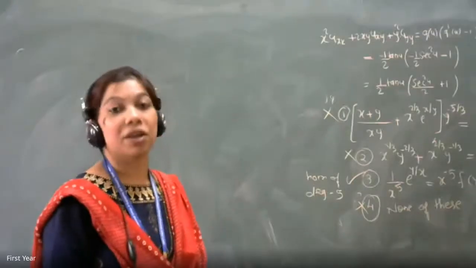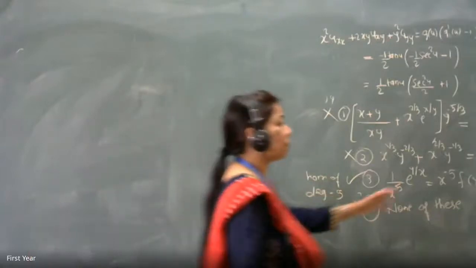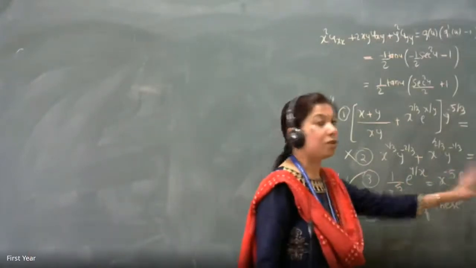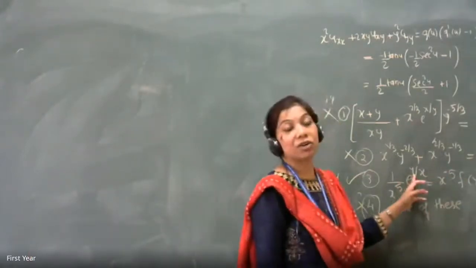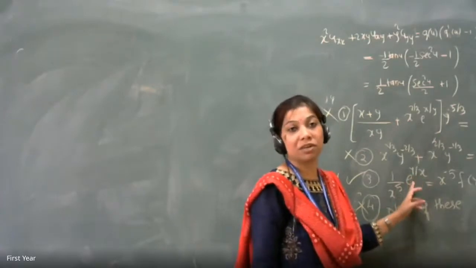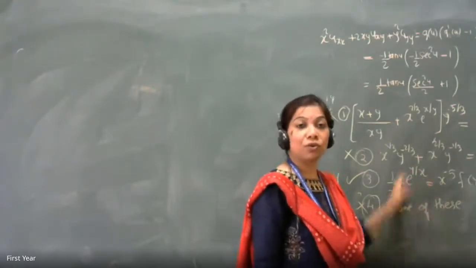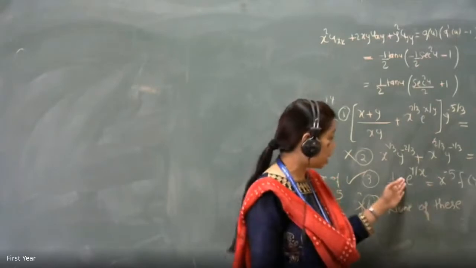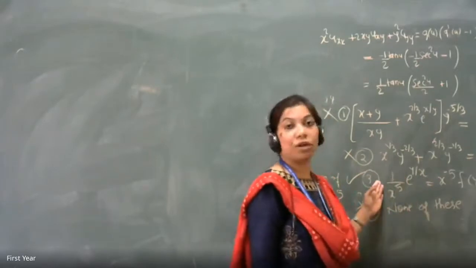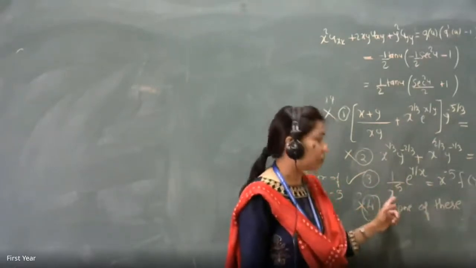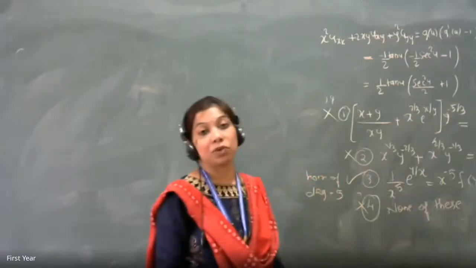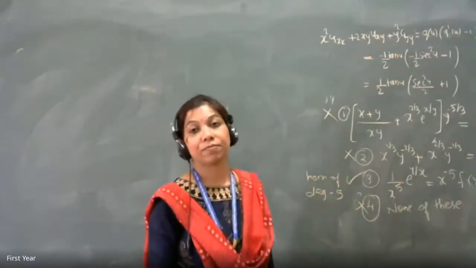So please be clear with the concept. You should be able to write the given function as x to the power of something into some function of y by x. This is already a function of y by x, so don't do anything with it. 1 minus 1 degree is 0, so it will be of degree 0. I can write x to the 0 here or there, no problem. But this extra term has degree minus 5. Therefore it's a homogeneous function of degree minus 5.